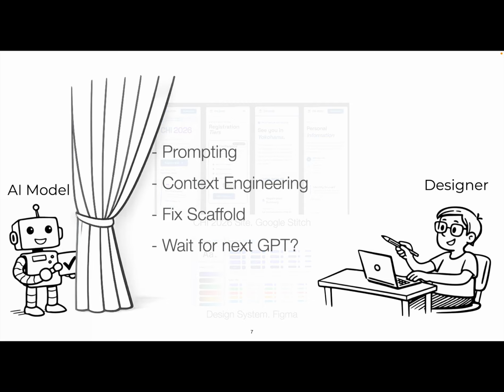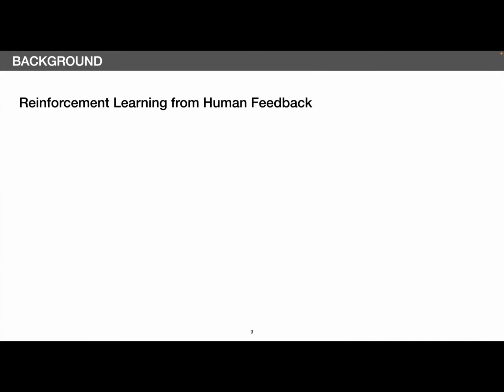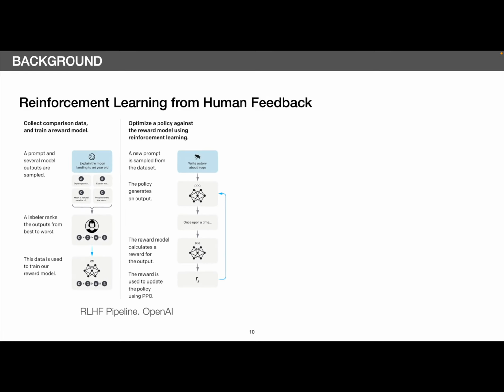So today, some options we have are prompting, using something like RAG for context engineering, or trying to make the scaffold better. But those strategies can only get you so far past what the underlying model can do. And besides waiting for the next ChatGPT to come out, I think it makes a lot of sense for designers to pull back the curtain and use their really rich knowledge about design, users, and a specific application to improve the model itself. A good place to start when thinking about this goal is a technique called reinforcement learning from human feedback, or RLHF. And there are many variations of this, but I'll describe one of the most common methods.